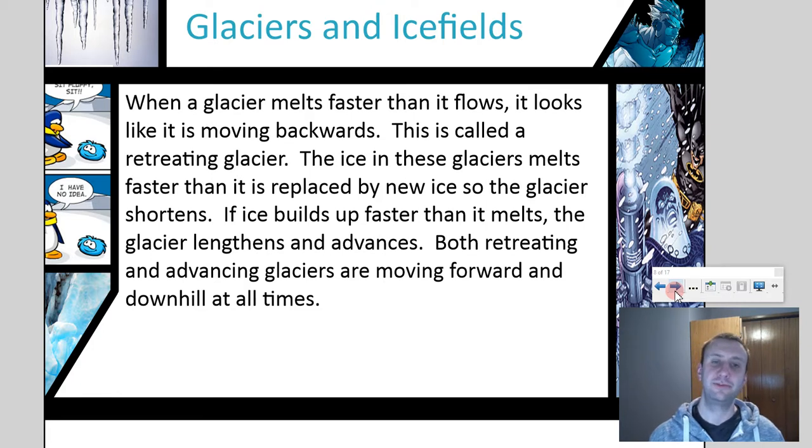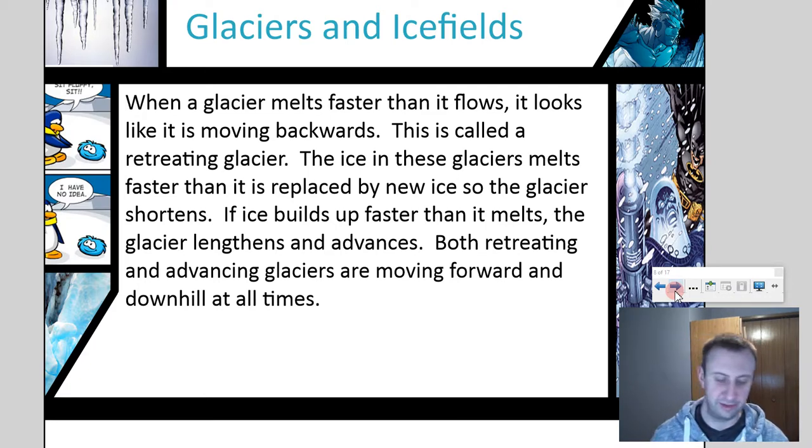Now we're getting into types of movement. When a glacier melts faster than it flows, it looks like it is moving backwards. It is still moving down though. So even when we have a receding or retreating glacier, it is still moving downhill, but it's melting faster than it's moving downhill. So as a result, it looks like it's moving uphill, but it's actually just two things are happening.